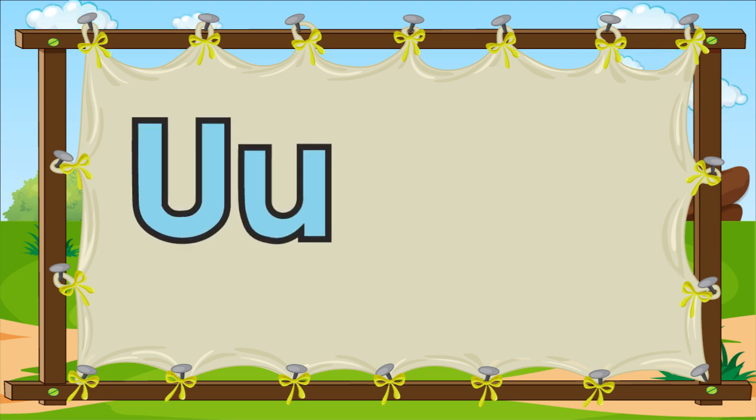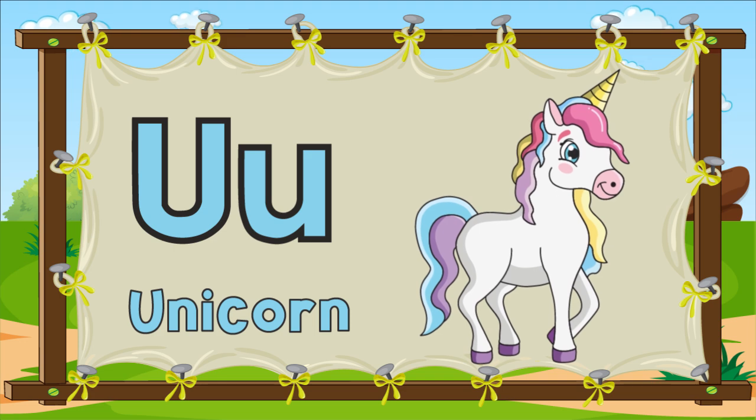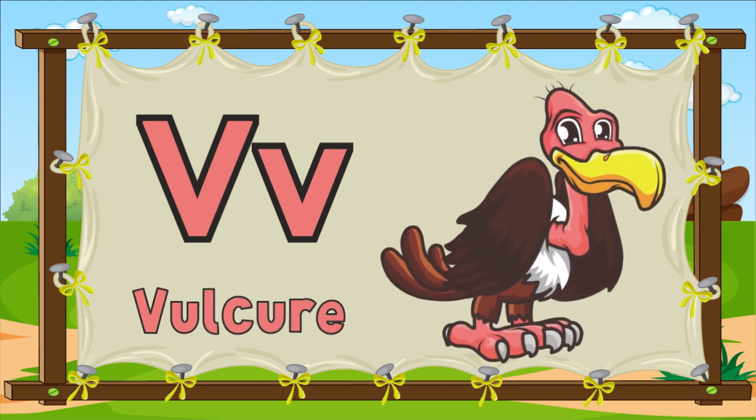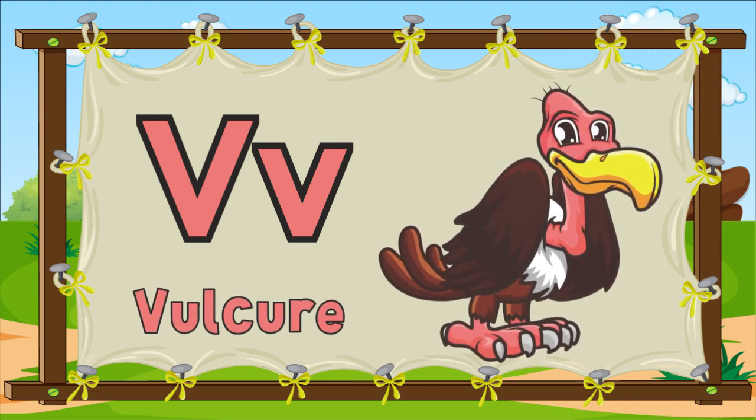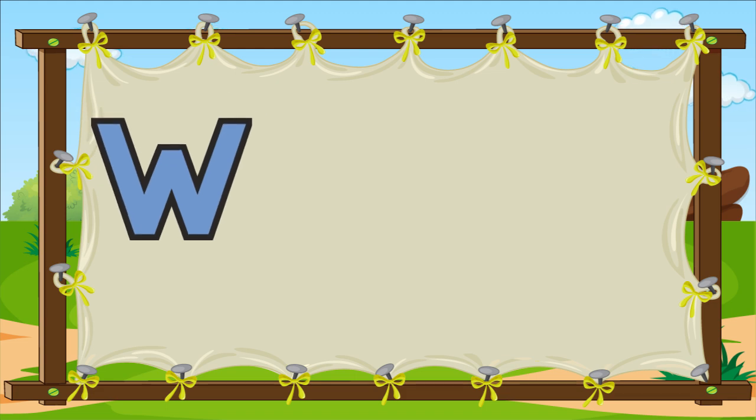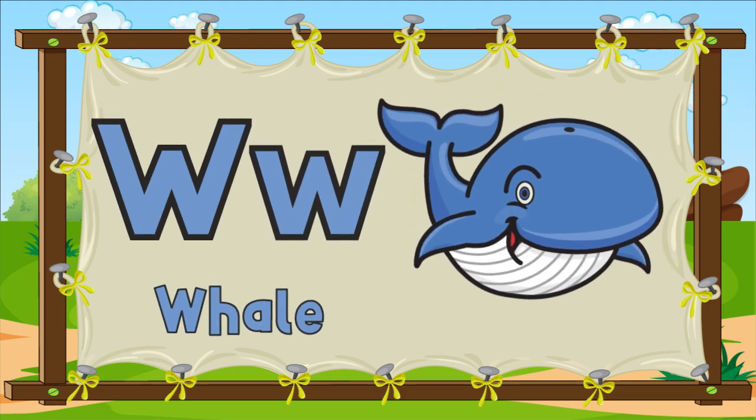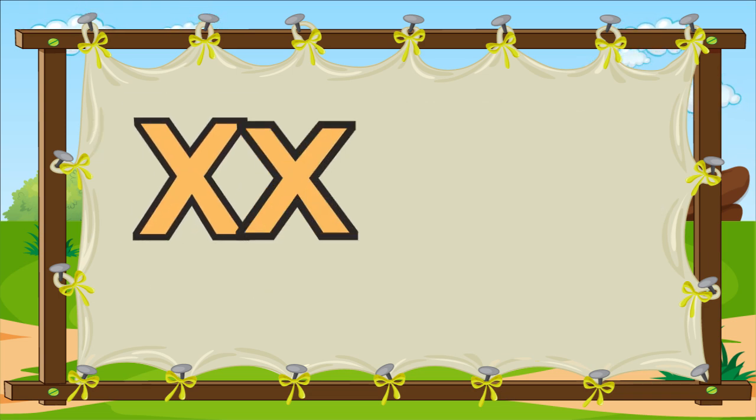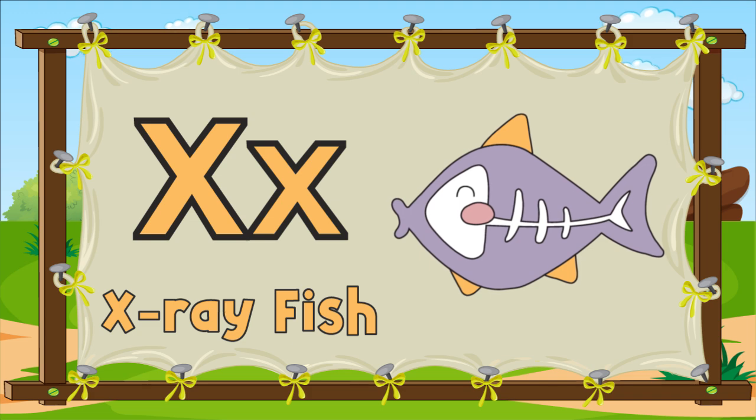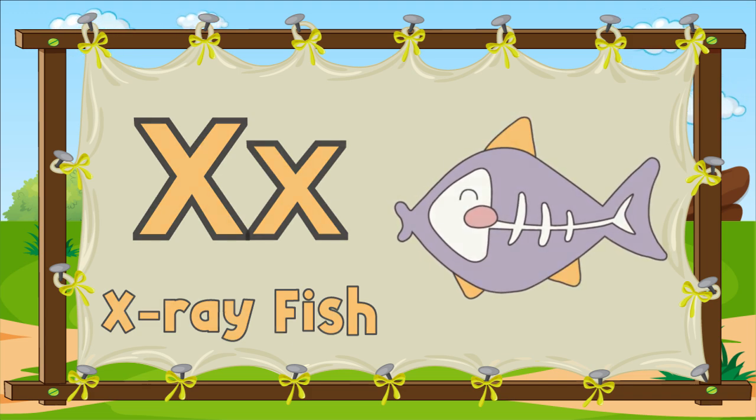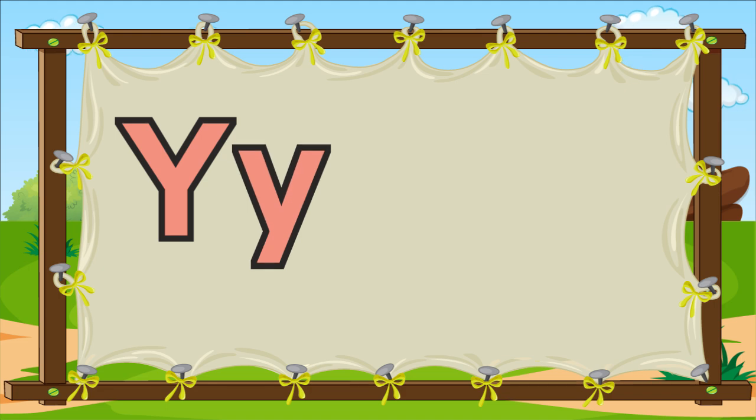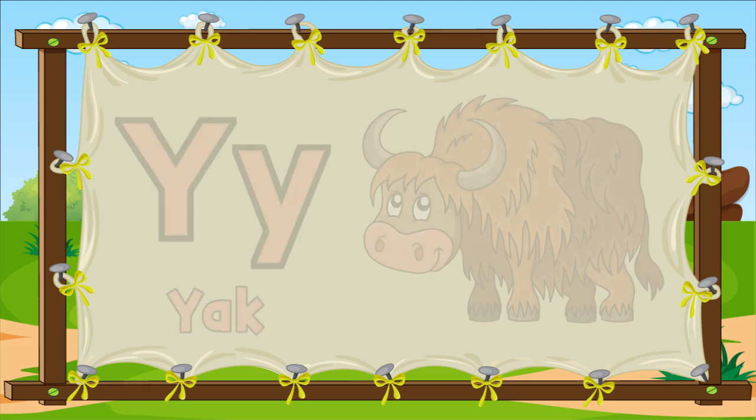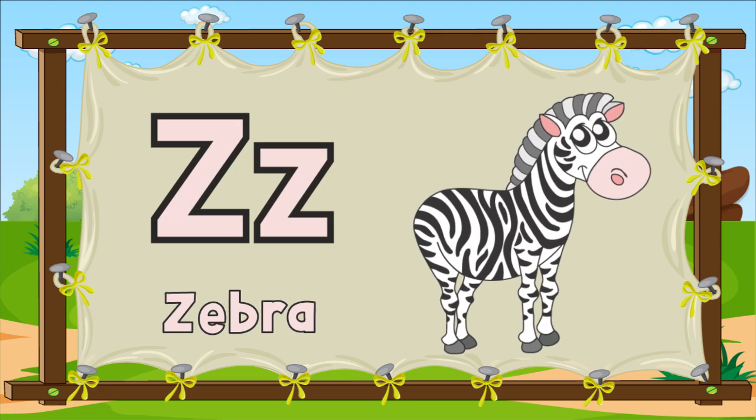U. U for unicorn. V. V for vulture. W. W for whale. X. X for X-ray fish. Y. Y for yak. Z. Z for zebra.